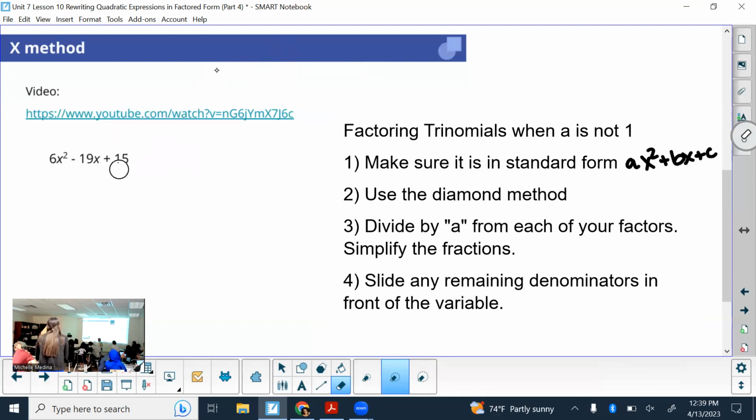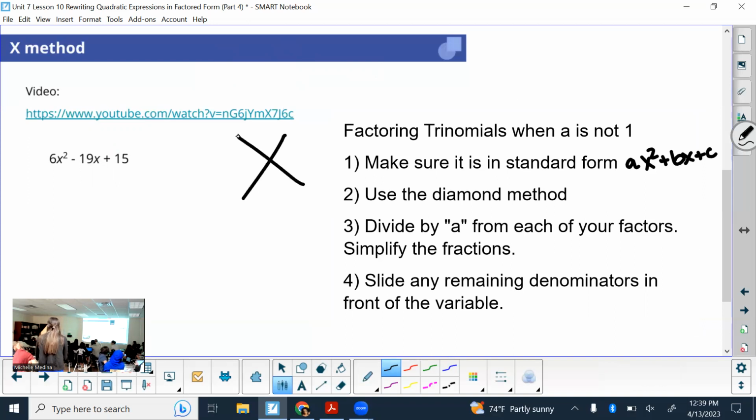Next, use the diamond method. Trenton, can you tell me how to set up my diamond? Looking at it, good. And then put the A and the C, and then the B. Okay. Alexa, can you tell me what my A and my C are? Six and 15, class, multiply them together, we get 90, that goes on the top.